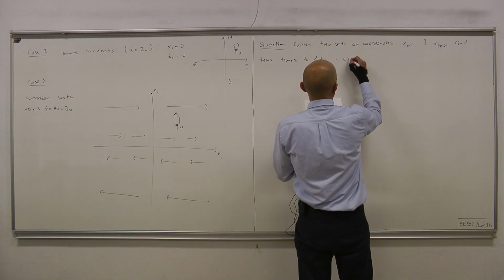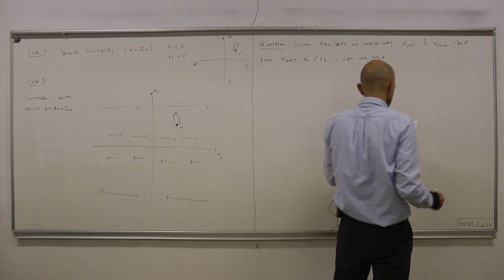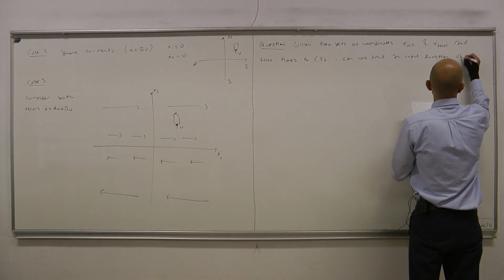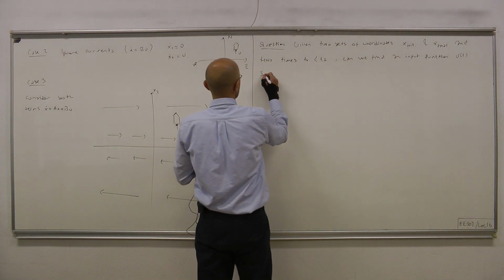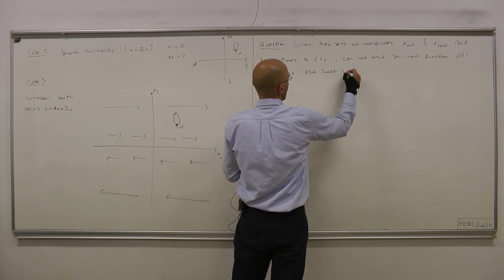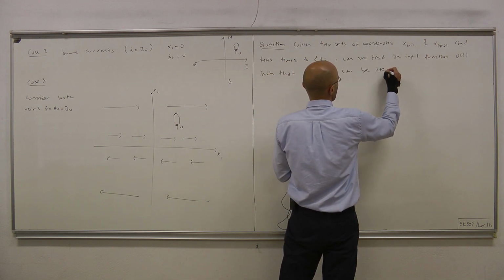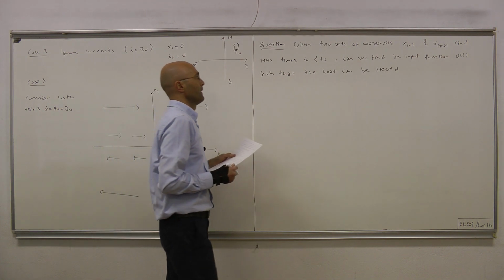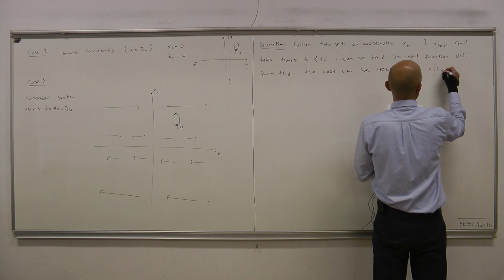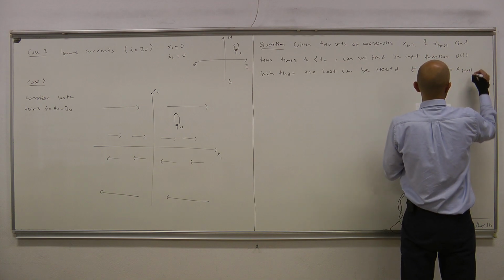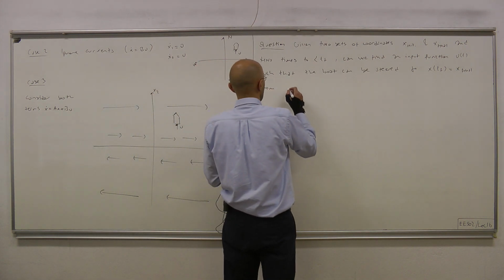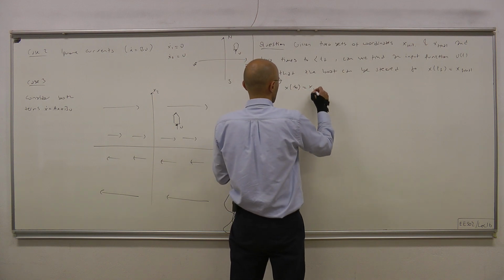Can we find an input function u of t such that the boat can be steered to the final point, the destination, steered to x of tf equals x final, starting from the given initial condition, from x of t0 equals x initial?